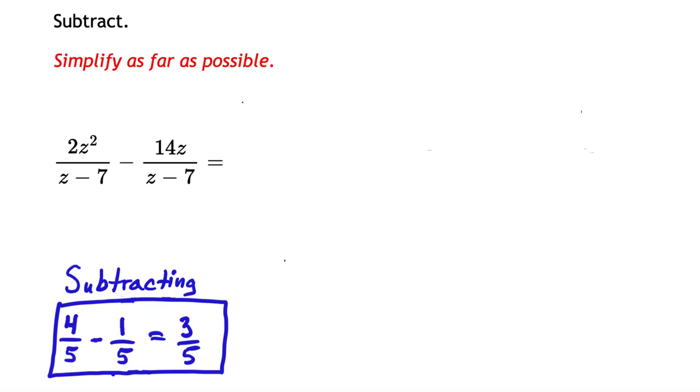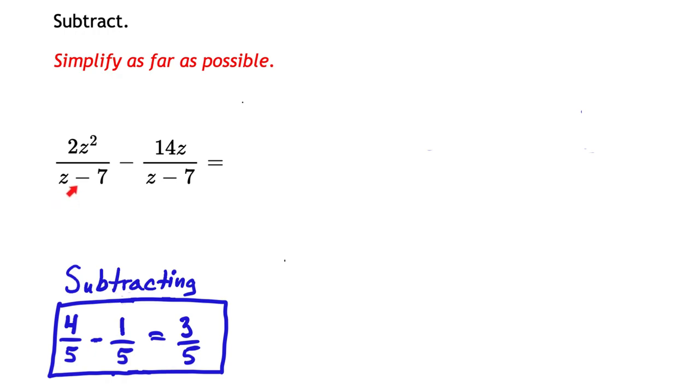This example here has you subtracting two fractions with the same denominator. You'll notice we have z minus 7 and z minus 7. When the denominators are the same, all you do is subtract the numerator values, and then that goes in the top of your fraction, and your common denominator stays the same in the bottom.